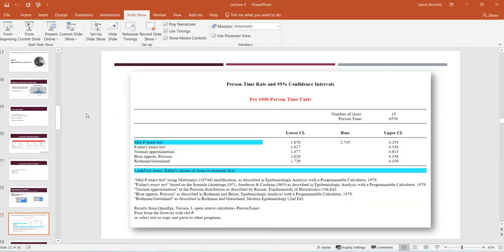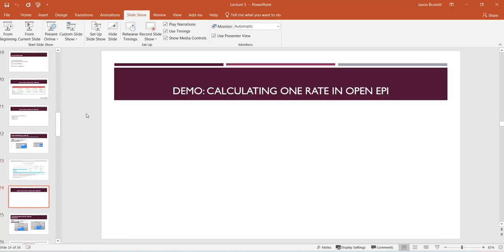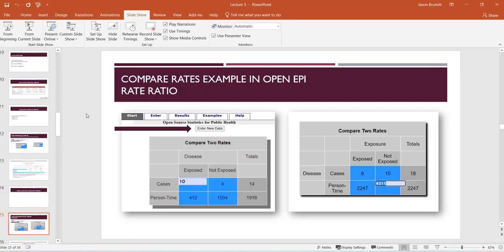So moving through this, there was our answer. Questions on that one? So we just demonstrated that. Now let's do one more here before we end this particular example. So for this one here, we're going to do a comparison of 2 rates.